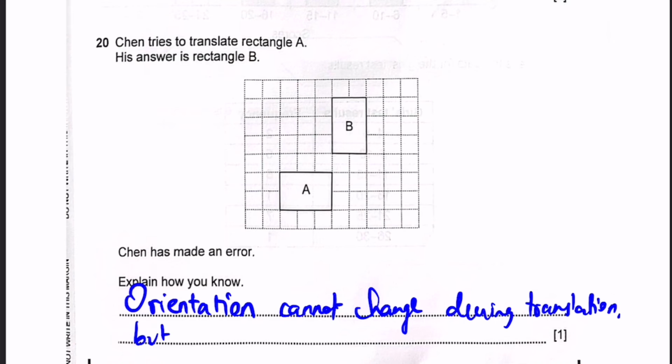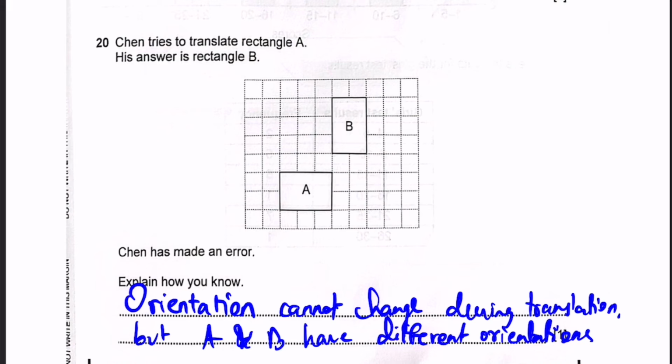But A and B have different orientations, right? Or rotations. Because we can see that even though they are the same shape, one of them, which is B, is rotated from A to get it. That's why it cannot be a translation. And that's why he's made an error.